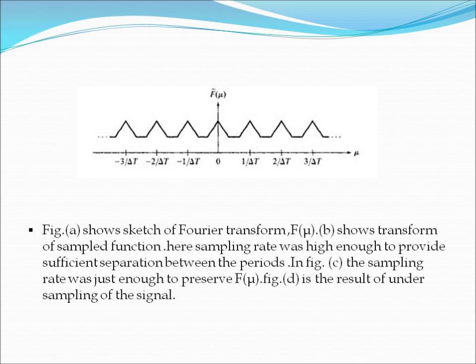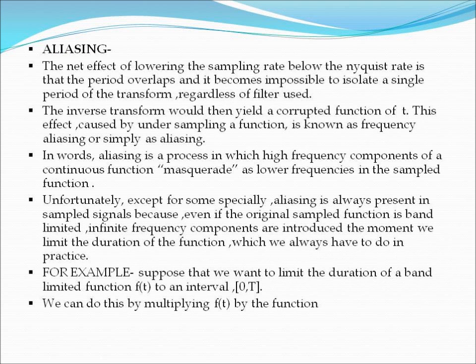Now what happens if we use a sampling rate less than the Nyquist rate? The result is undersampling. In this case, we cannot isolate F of u. The net effect of lowering the sampling rate below the Nyquist rate is that the periods overlap and it becomes impossible to isolate a single period of the transform regardless of the filter used. The inverse transform would then yield a corrupted function of t. This effect caused by undersampling a function is known as frequency aliasing, or simply aliasing.